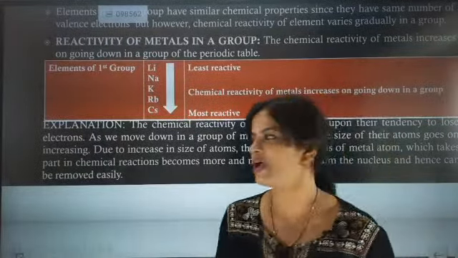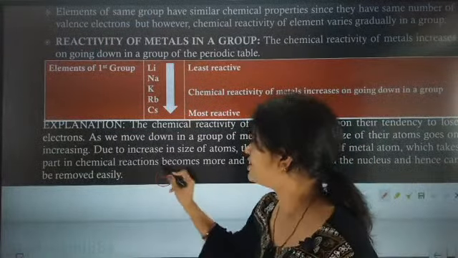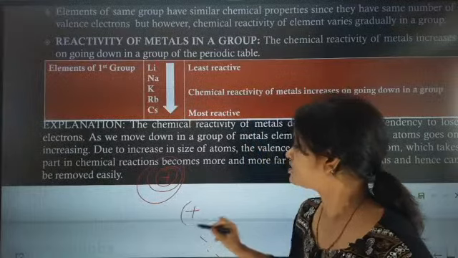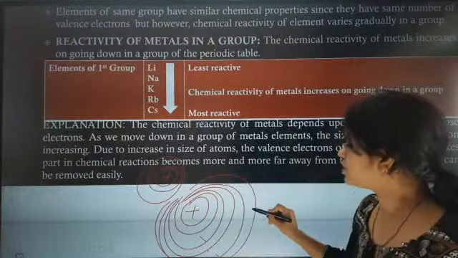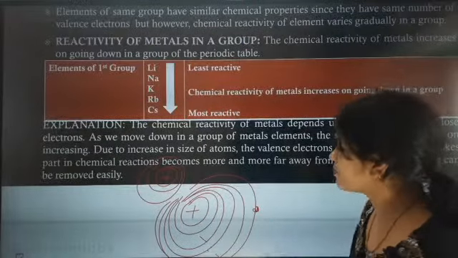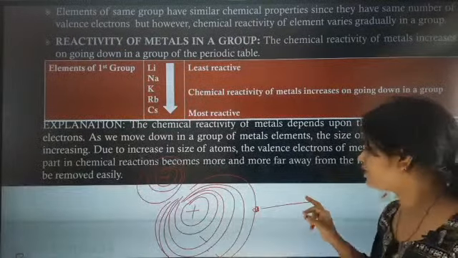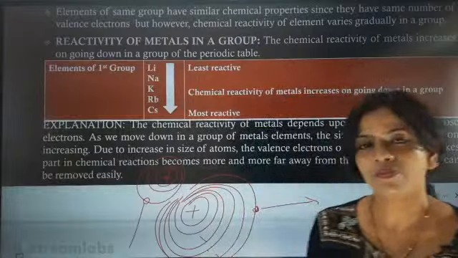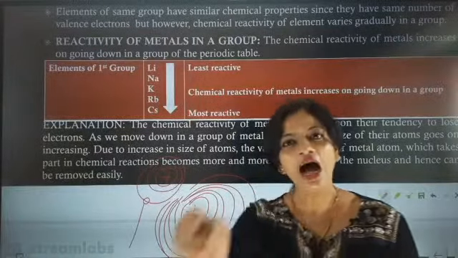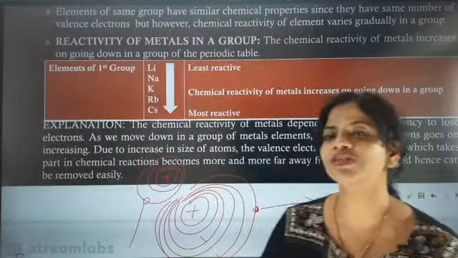Are you understanding? Extra orbits are there. For lithium only 2 orbits are there. For cesium 1, 2, 3, 4, 5, 6, and in the outermost orbit 1 electron is there. So that means if I want to take out electron, then I will be able to take out this electron easily compared to that electron, because reactivity says how easily I can take out one electron, that much reactive that element is.